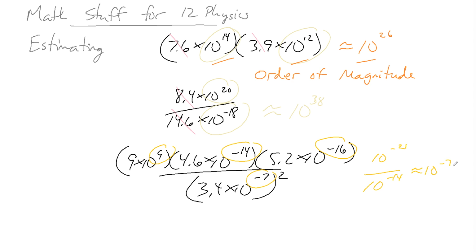Okay, so when I'm all done my calculation, I should get a value of blah, blah, blah, blah times 10 to the negative 7. Or at least really close to 10 to the negative 7.